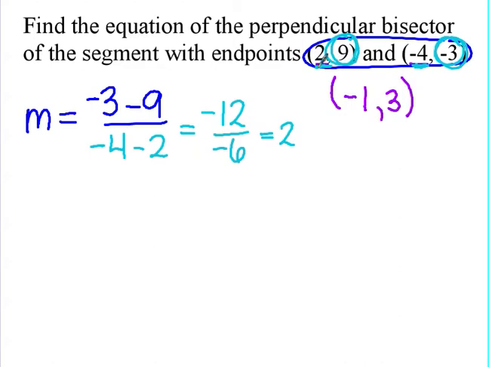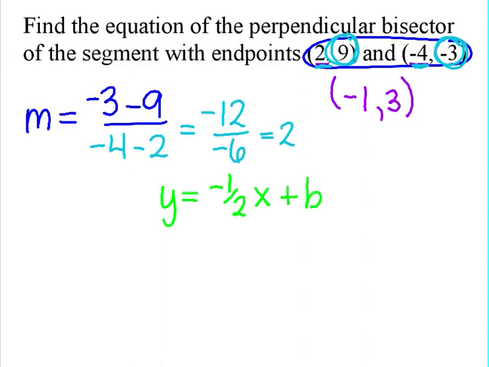Now could I switch those and take 9 minus -3 divided by 2 minus -4? Yeah, I could do that as well. So now we're going to do the same steps we did in the problem before. Y equals, oh, almost. If it's the perpendicular bisector, what's the slope actually going to be? -1/2.